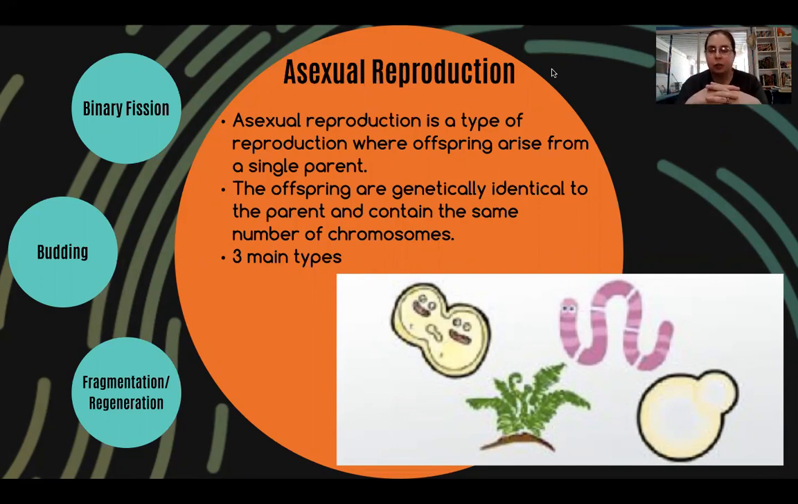Well, asexual reproduction is the opposite. It's a type of reproduction where, yes, there are offspring, but they actually arise from a single parent. So there's no exchange or combining of genetic material. This creates offspring that are actually genetically identical to the parent. They contain the same number of chromosomes. They have all the same versions of the genes, everything. They're genetically identical to the original parent.